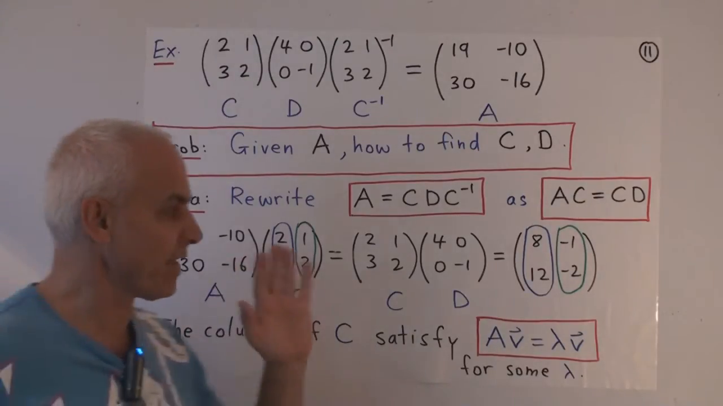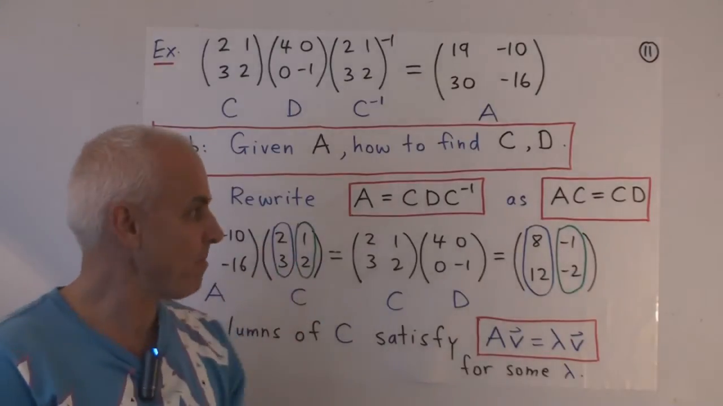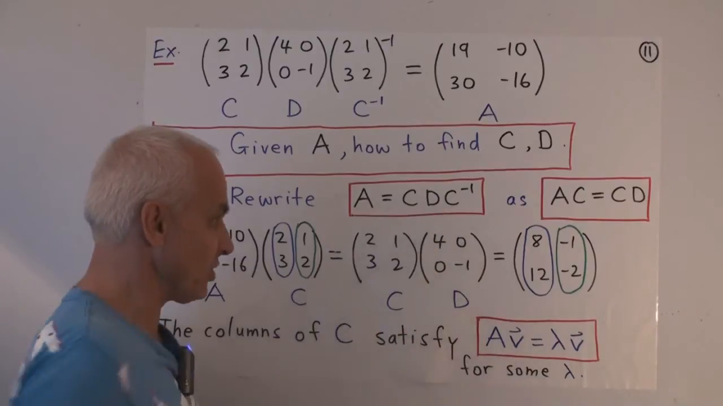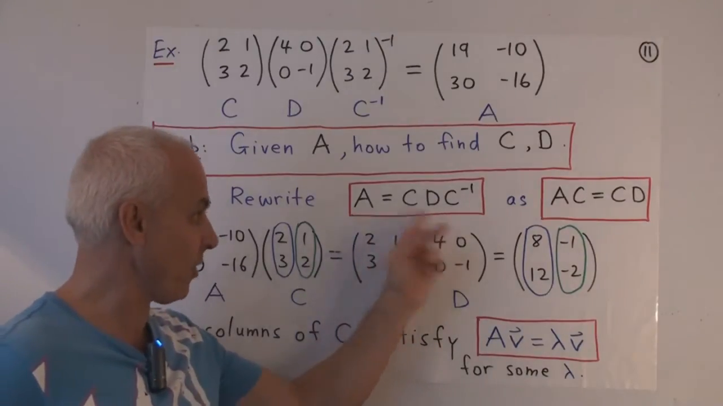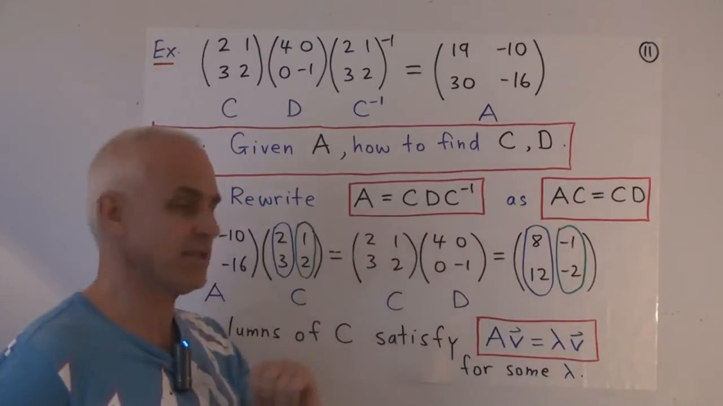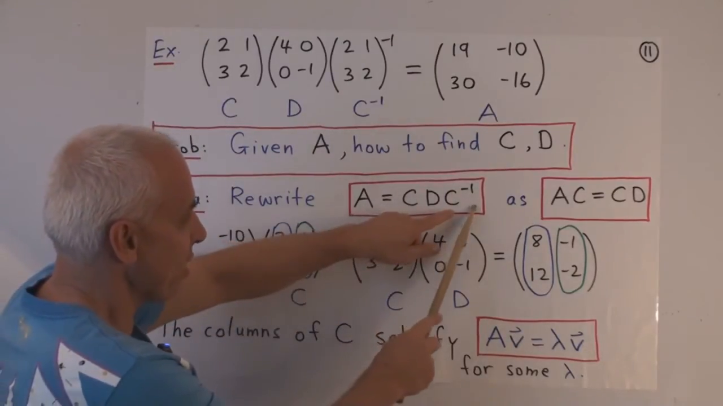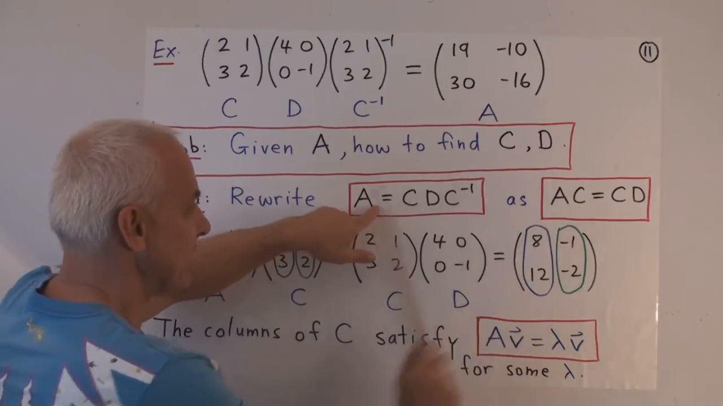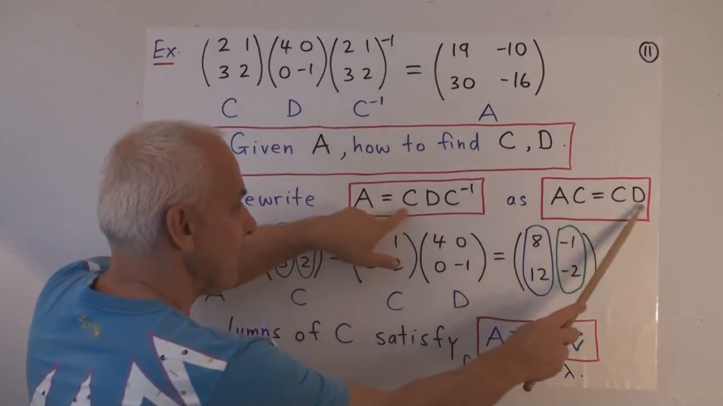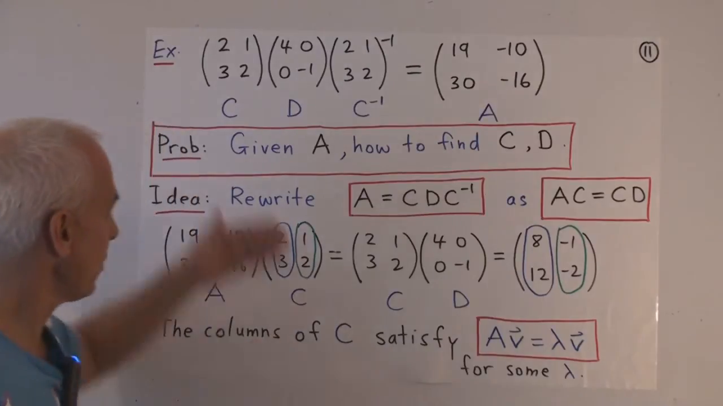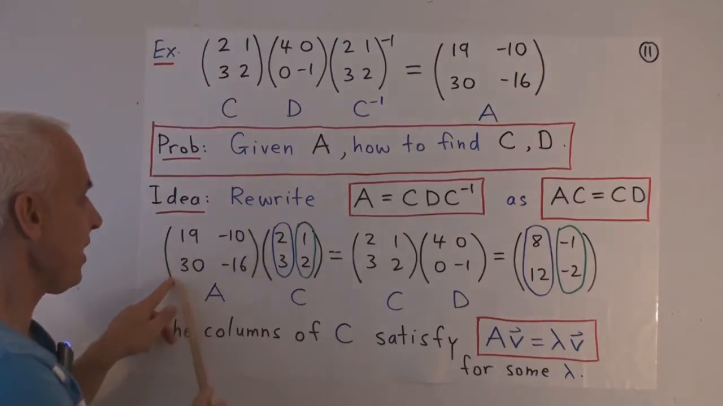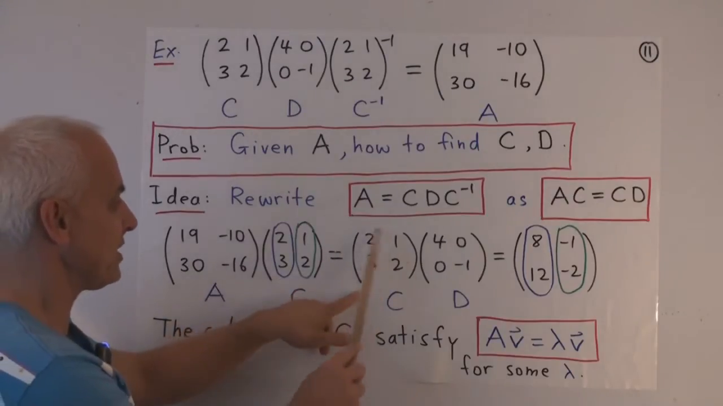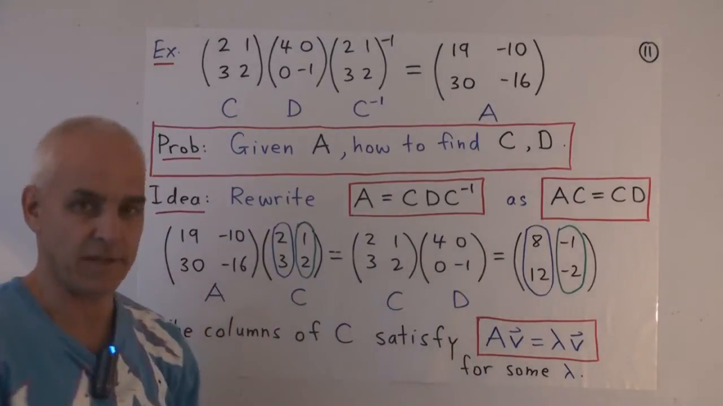So here's the idea that allows us to solve this problem. We start with the equation A equals C D C inverse. So we assume that A can be written this way. And we rewrite this equation by multiplying on the right by C. So on the right by C gives AC there and equals CD there. So in this example here, there would be the matrix A, there's the matrix C, and that equals the matrix C times the diagonal matrix D.